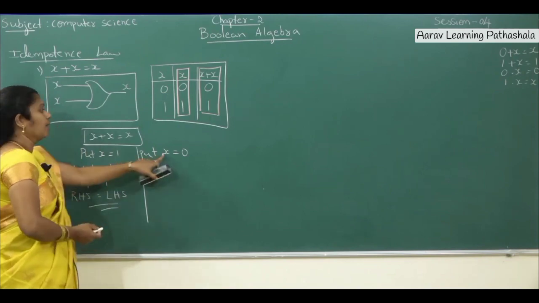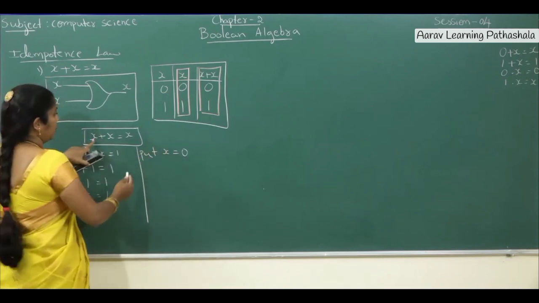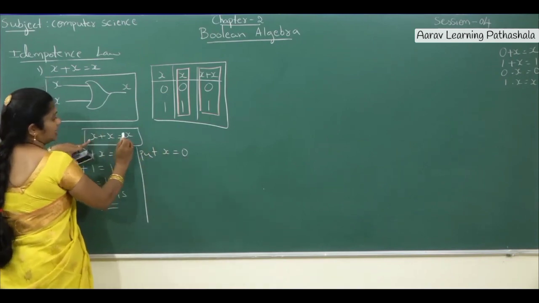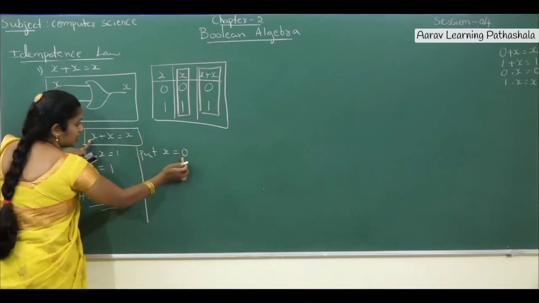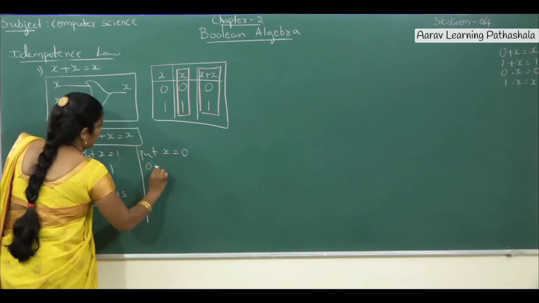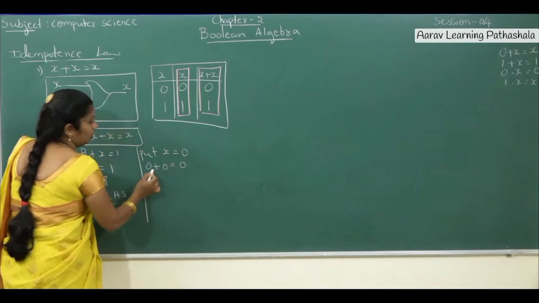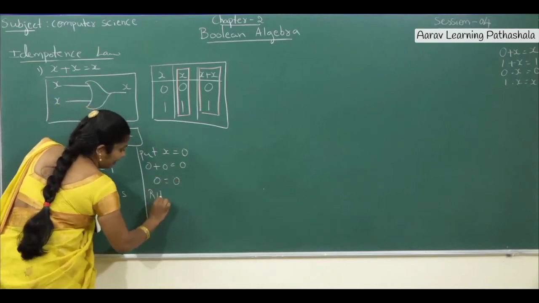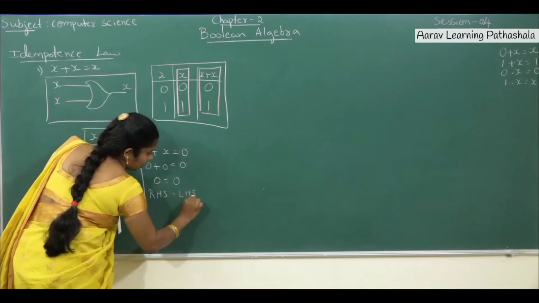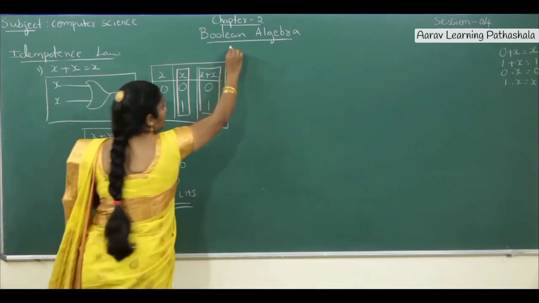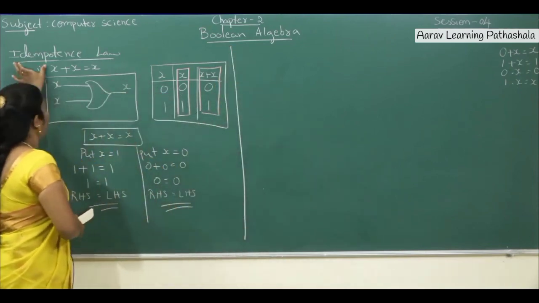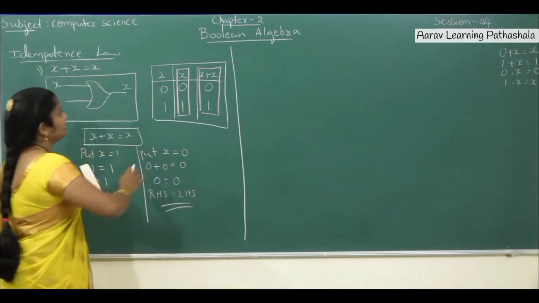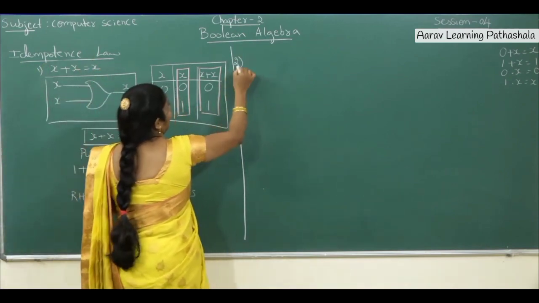Now come to this one. Here put x equals 0. What is the equation here? X plus x equals 0. Then put 0 in the x place. 0 plus 0 equals 0. So 0 plus 0 is 0, equals 0. Therefore, the right hand side value equals the left hand side value. This is your first idempotence law.